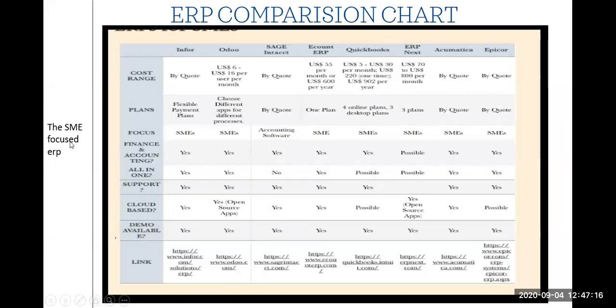SME focused ERP: Infor, Odoo, Sage Intacct, Acctivate, QuickBooks, ERPNext, Acumatica, Epicor. Cost range, plans, focus, finance and accounting, all-in-one, support, cloud-based, demo available, link.